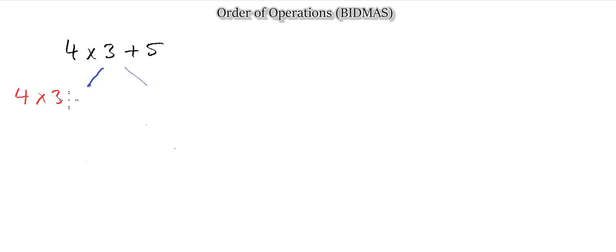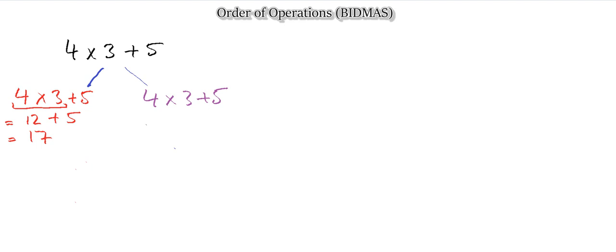So 4 times 3 plus 5, and then another person. Now, one person might think that because 4 times 3 comes first, the multiplication comes first, so you will multiply them first. So 4 times 3 might say 12, add 5, and he will get the answer as 17.